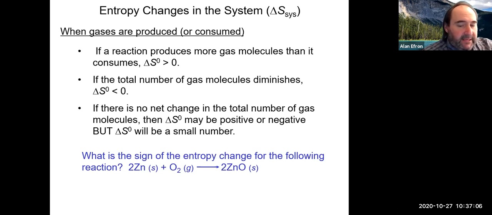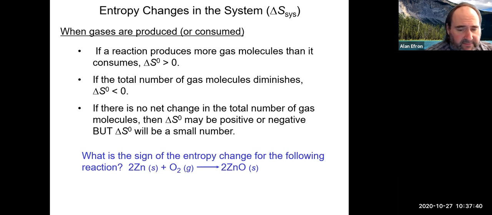If the total molecules of gas decrease, we will see what we saw in the last example. We will see an increase in order, a decrease in disorder, and we would see a negative delta S. If there's really no net change in terms of gas molecules on either side, then the delta S may be positive or it may be negative, but it typically will be a smaller number in that case. So again, we could literally look at a reaction and make a pretty good prediction.